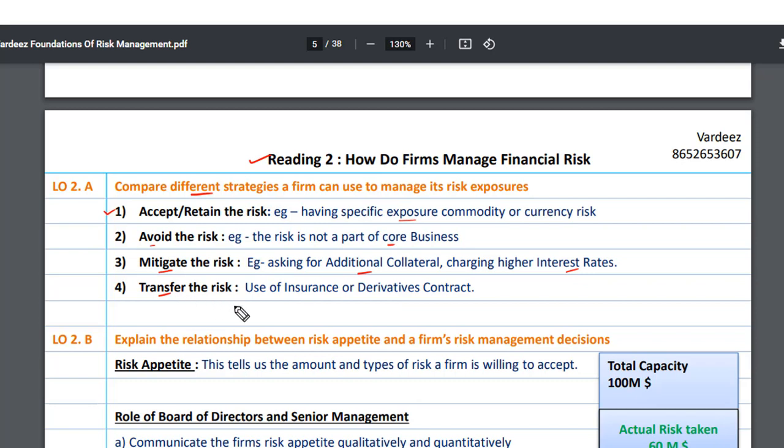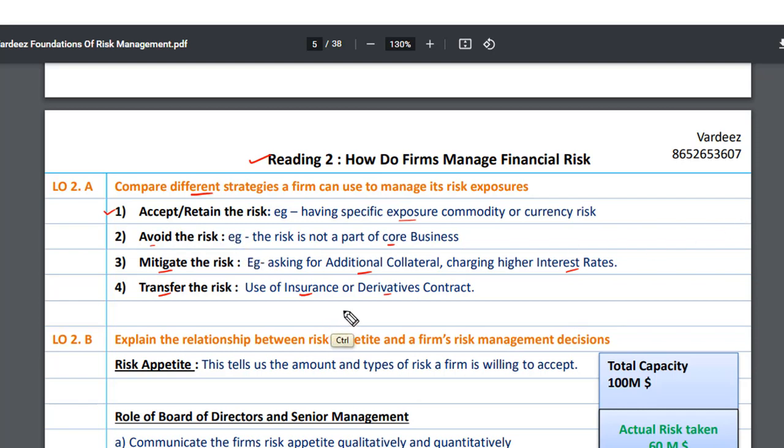And finally, the last one is to transfer the risk to a third party with the help of insurance, or you can purchase a derivative contract so that the risk is transferred from you to some other counterparty. Okay, so these are the 4 broad strategies that a firm can actually use to manage their risk exposure.